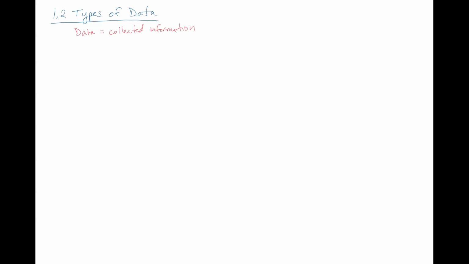As a quick reminder, data, the word, refers to the collected information. So we're going to look at two levels of organization for our data. The first distinction is between qualitative data and quantitative data. Qualitative refers to labels and categories. Sometimes it's called categorical data. The other label, quantitative, refers to numerical data, measured data.